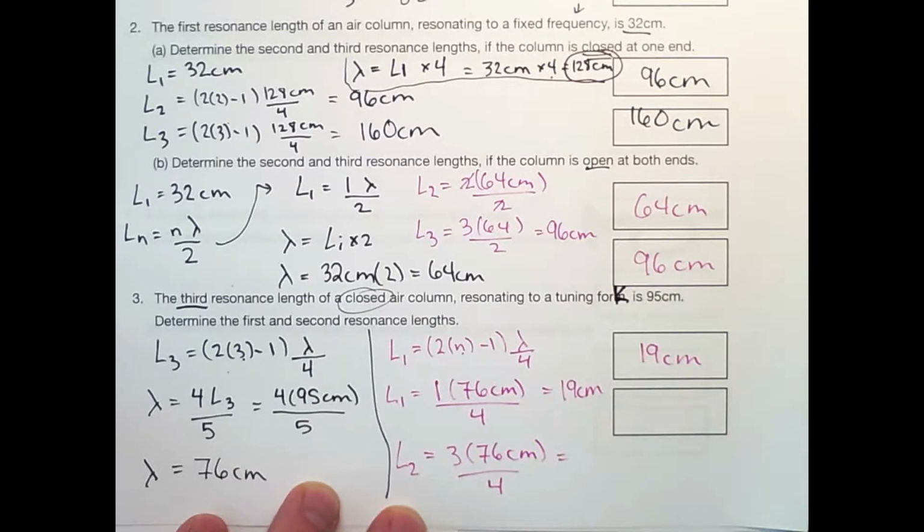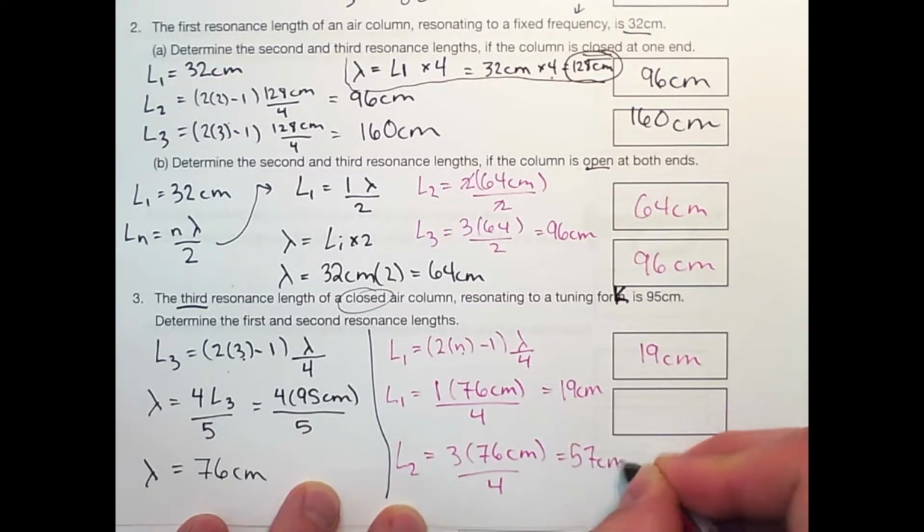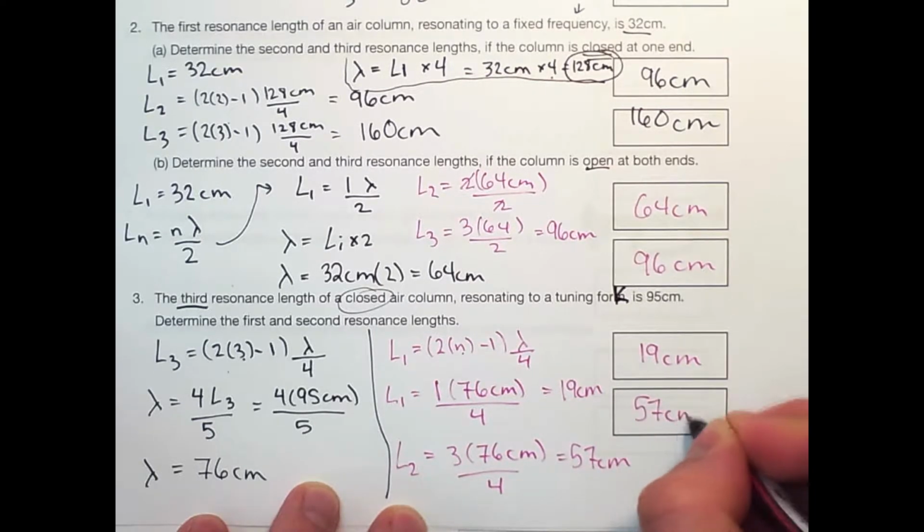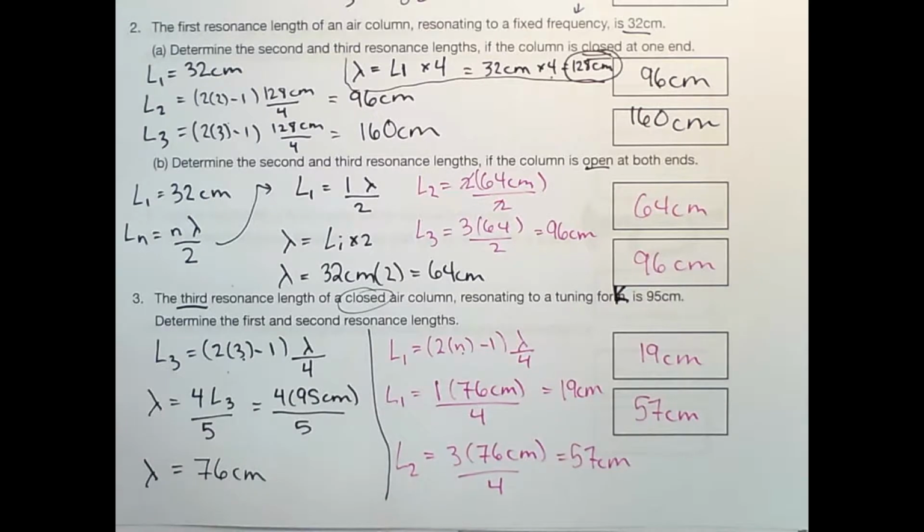Three times 76 divided by 4 is 57 centimeters. And that is how we look through and do those length questions.